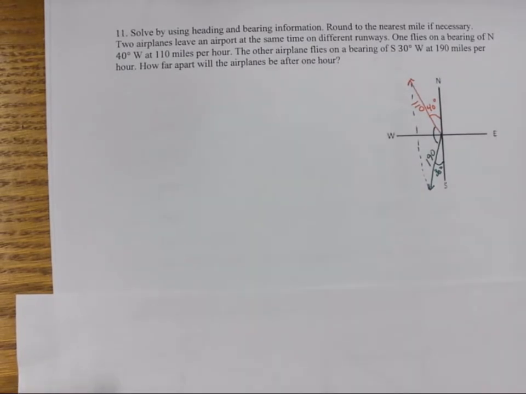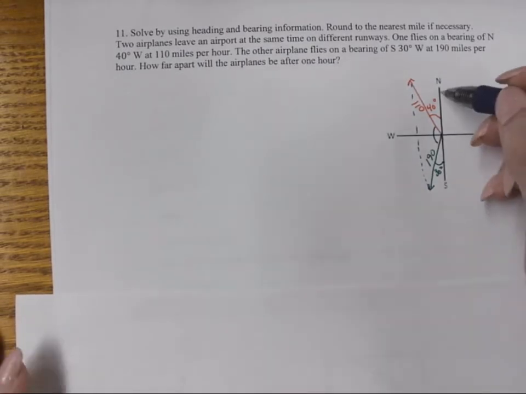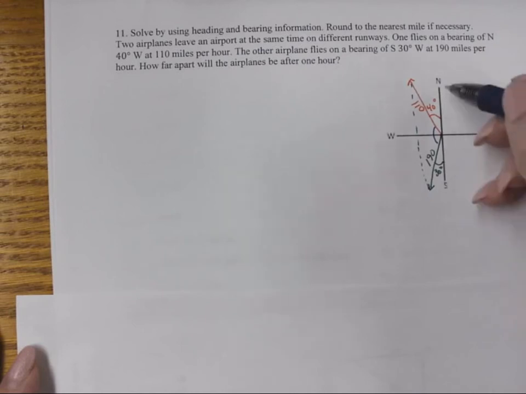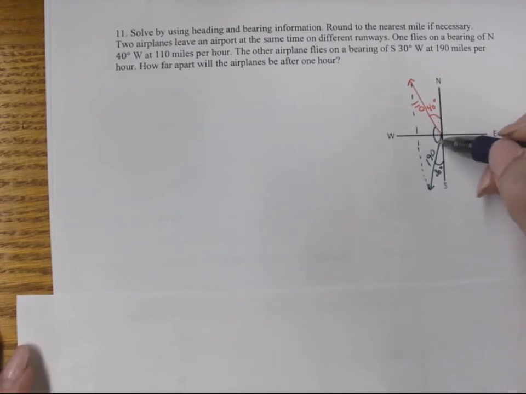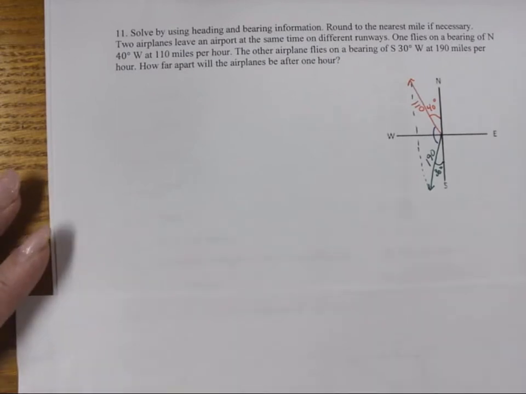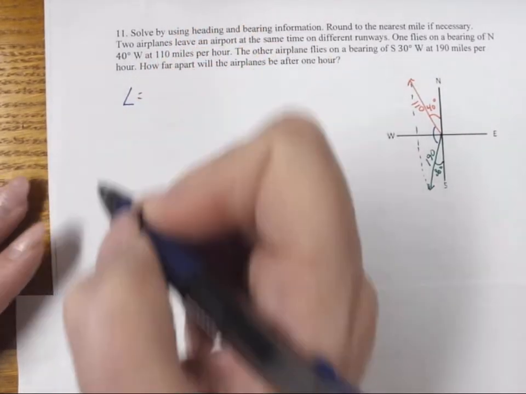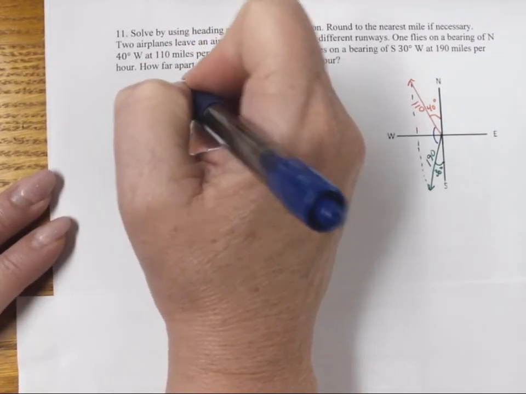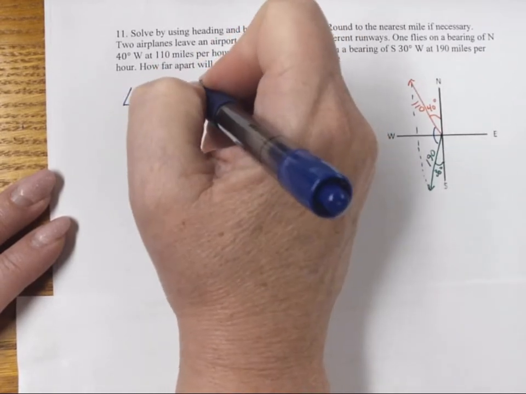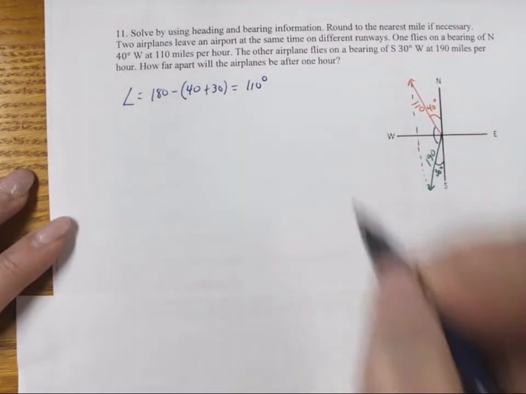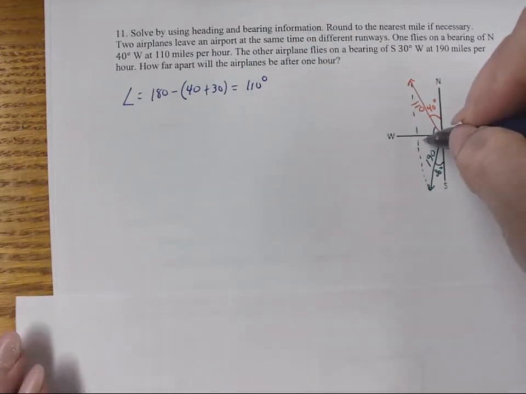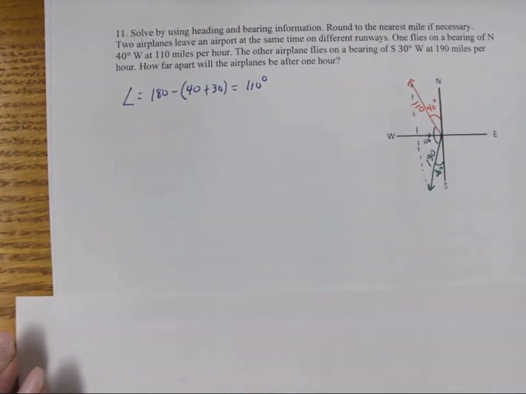And how am I going to find that? Well, if I look at this straight line from north to south, that's 180 degrees. So if I take 180 degrees and I subtract out the two angles I have, I will get the value of this angle. So my angle is going to be 180 minus the 40-degree angle and the 30-degree angle, which will get me 110 degrees. So I know that this angle is 110 degrees.